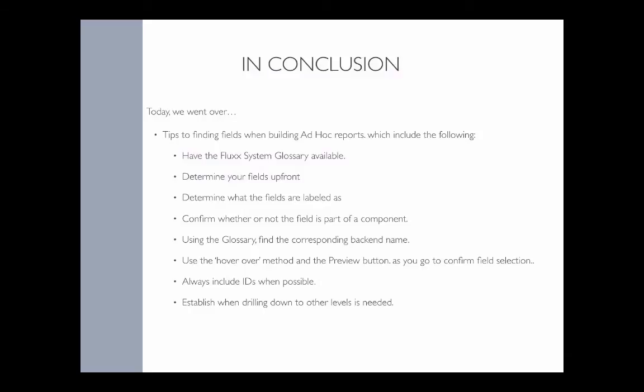We want to use the hover over method to go ahead and expand that bubble and preview button as you go to confirm your field selection. Always include IDs when possible for any records, if records are involved, so payments, reports, reviews, grant requests. We want those IDs so that we can always cross-reference the data. And lastly, we want to establish when we need to drill down to another level as opposed to the base level for that model type whenever needed.